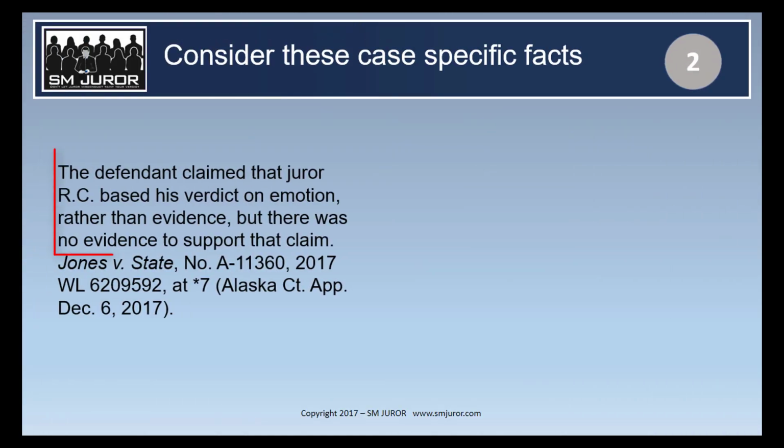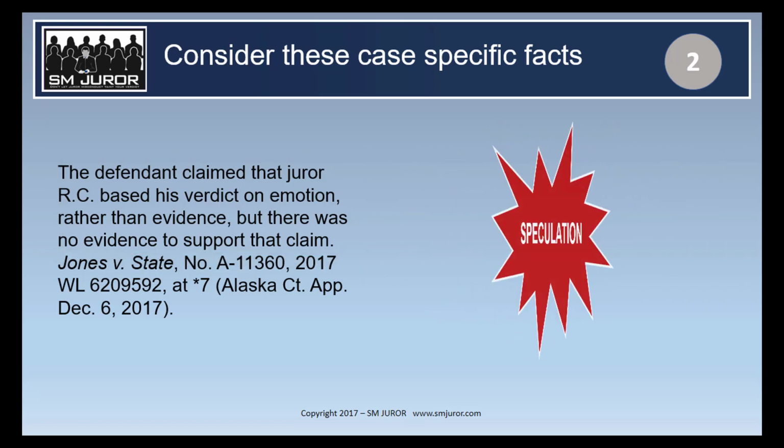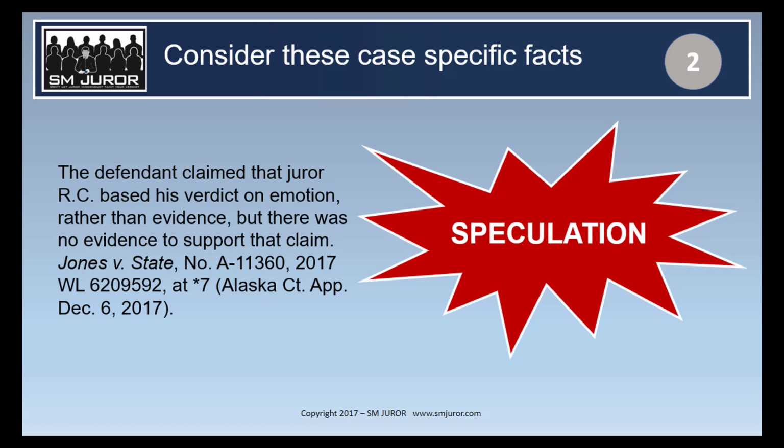And second, the defendant claimed that juror RC based his verdict on emotion rather than evidence, but there was no evidence to support that claim. It was pure speculation, and as we know, speculation does not equal evidence. And that's it for our case law analysis of the juror misconduct issues in this case.